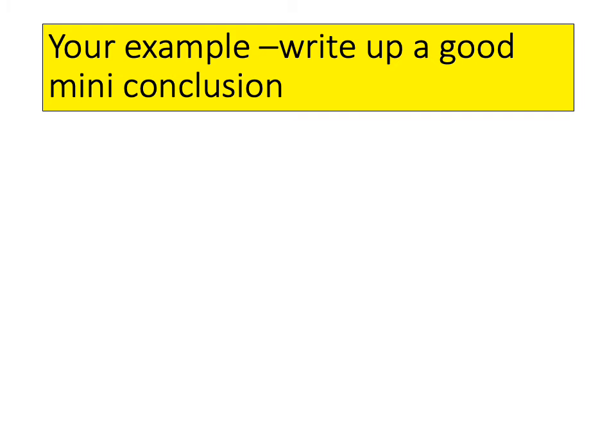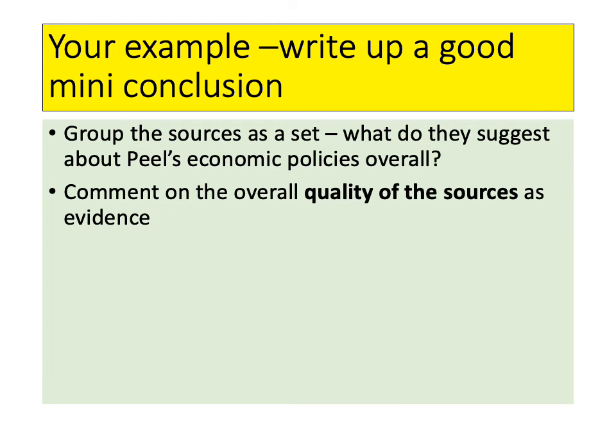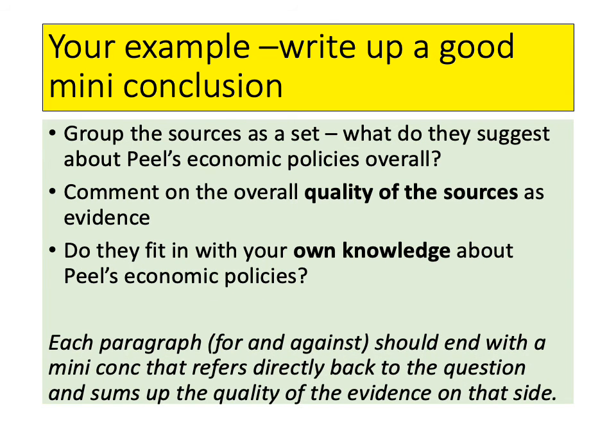So if you found that you hadn't done that, that's another thing that I'd like you to do, please, just to brush up that piece of source work. So group the sources as a set. Vast majority of you've done that. Comment on the overall quality of the sources on that side. So this is not the main conclusion, this is just a mini conclusion. Do they fit in with your own knowledge about Peel's economic policies? And just checking that each paragraph should end with a mini conclusion that refers back to the question. Okay, and if you've not done that this time, please can you add that in?